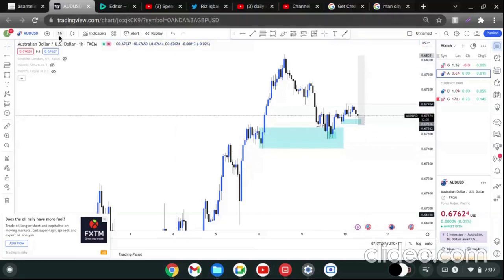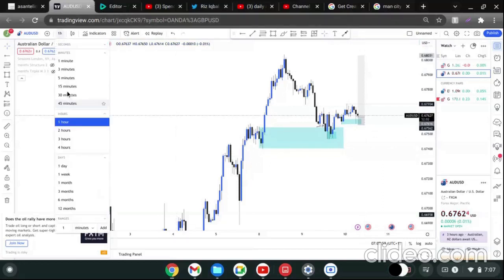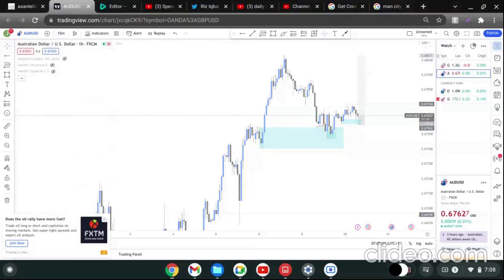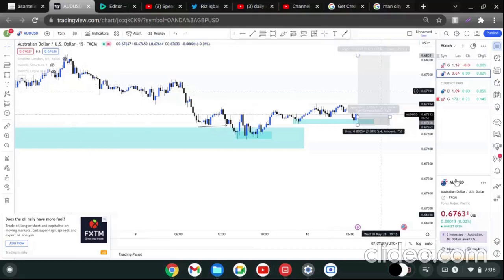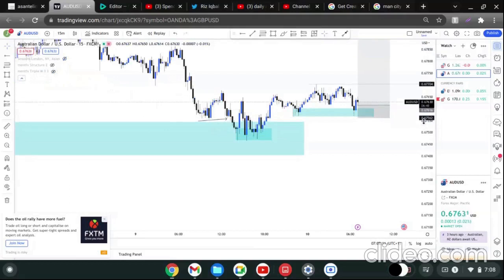So my entry has been triggered already. I bought manually instead of putting my buy limit because there was no time. And let's see where price goes. I'll make a video as the price progresses.